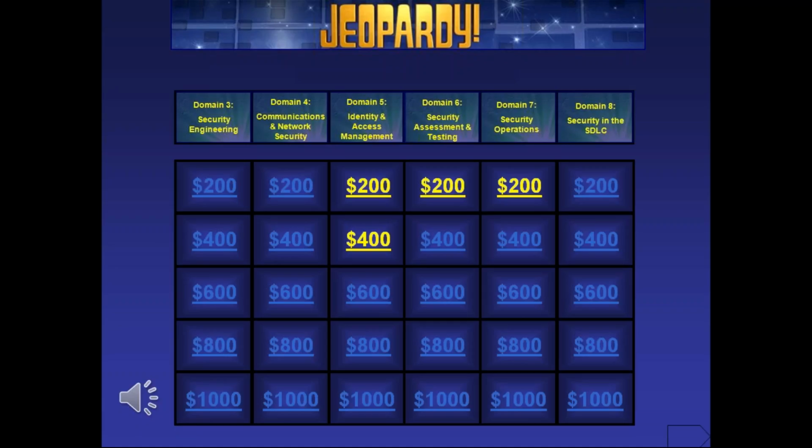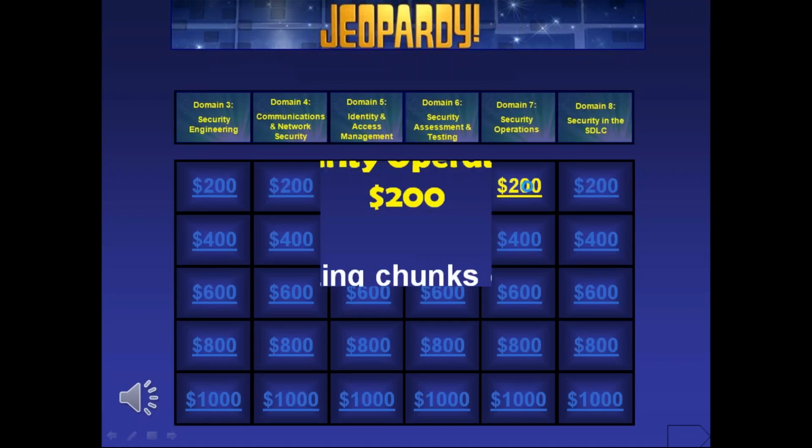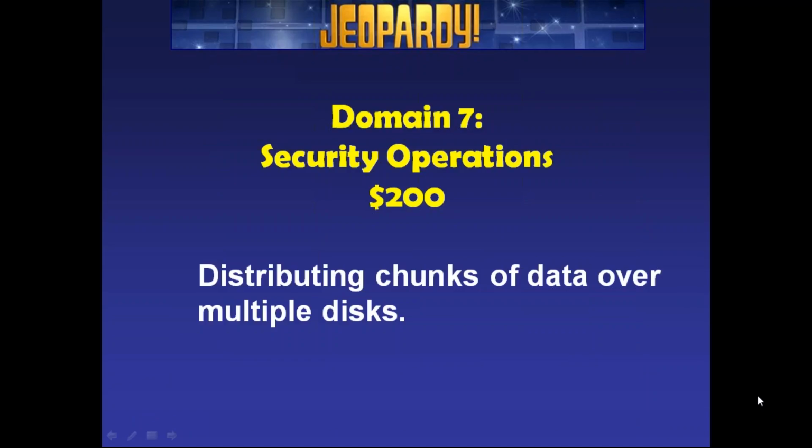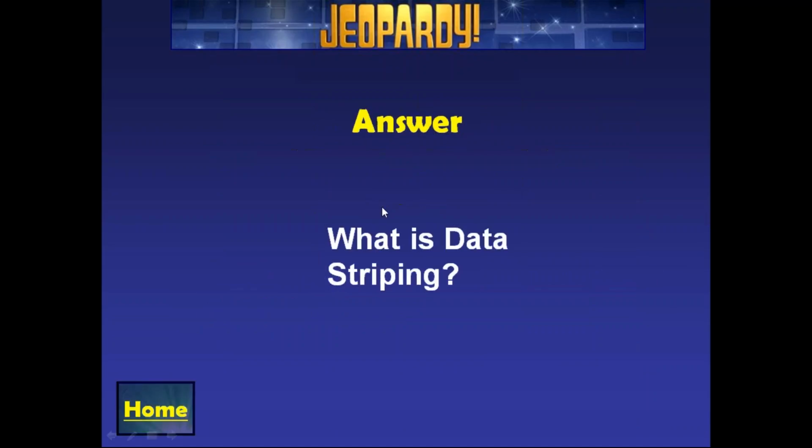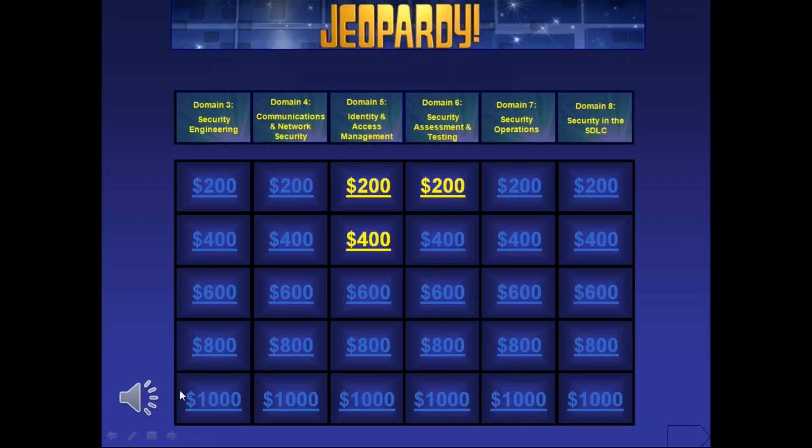Okay. Domain 7, security operations. Let's close that out. Domain 7, for little money. First correct response, Roger. What is data striping? Striping does not provide parity. It is faster though when saving information because the bits are stored across multiple drives. All right, Roger.